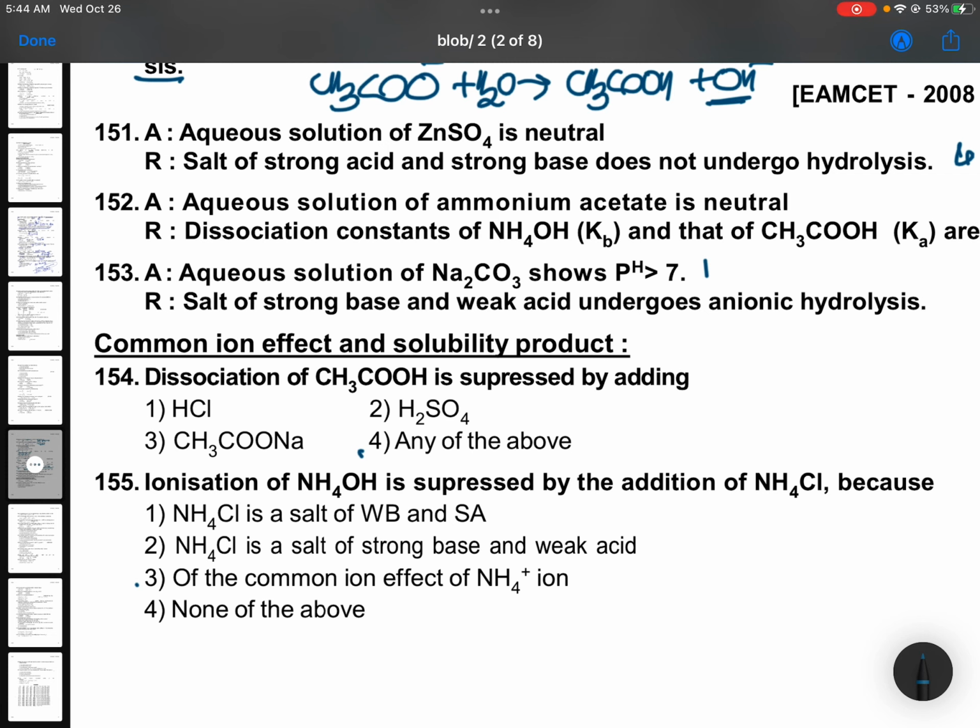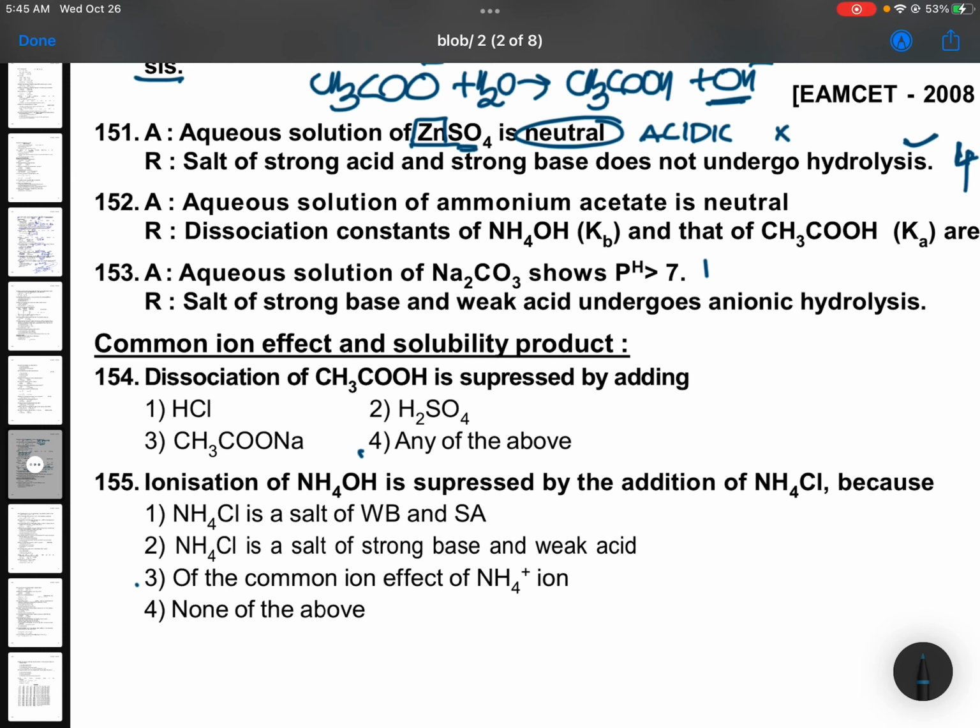Aqueous solution of ZnSO4 is neutral. No, wrong. Because zinc hydroxide is weak base, sulfuric acid is strong. So this neutral is wrong, this is acidic. So statement 1 wrong. Salt of strong acid and strong base does not undergo hydrolysis is right. So option 4 it is wrong statement, it is right statement.